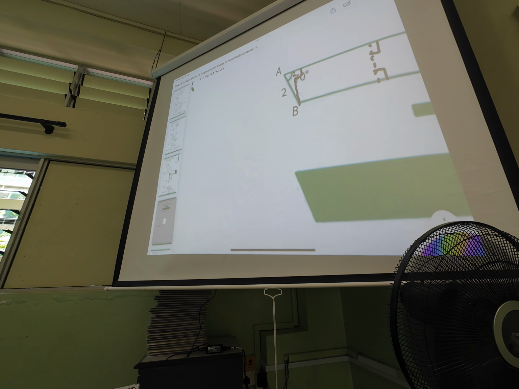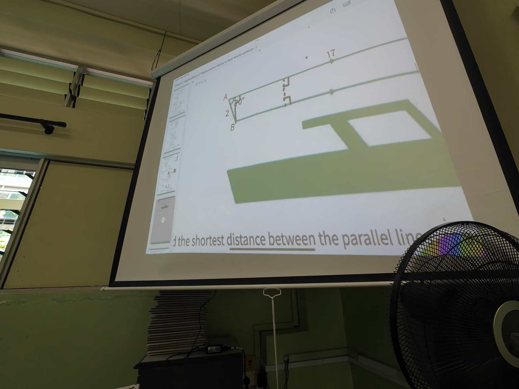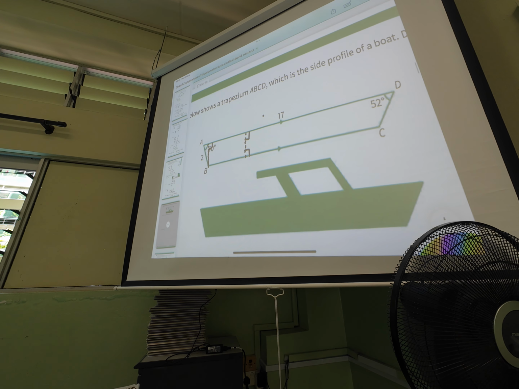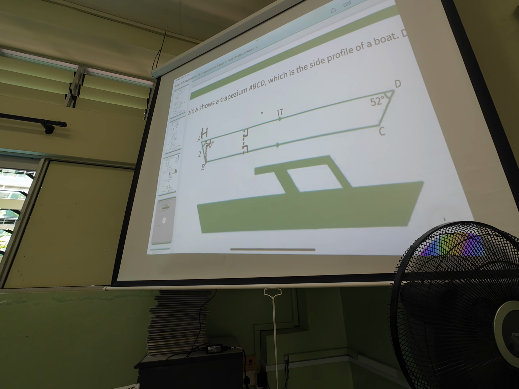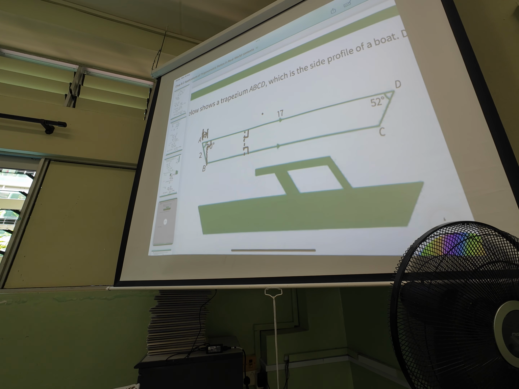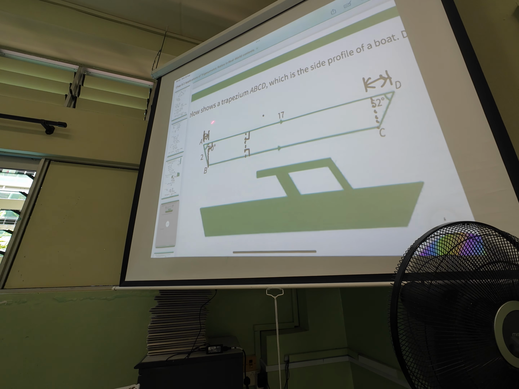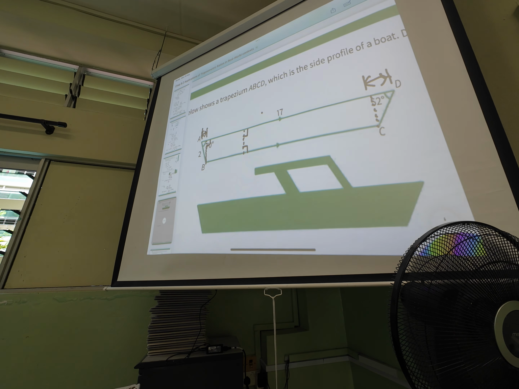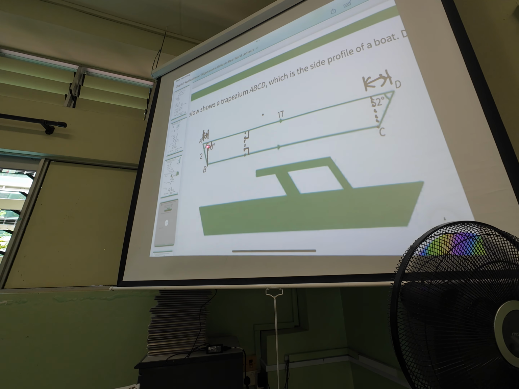From there I can find the shortest distance, this parallel length. Then at the same time, if I want to find the length of BC, I can find this part. Then I also find this part. Then BC is 70, take away this part, take away this part. Both these parts can be found using the Trigo.